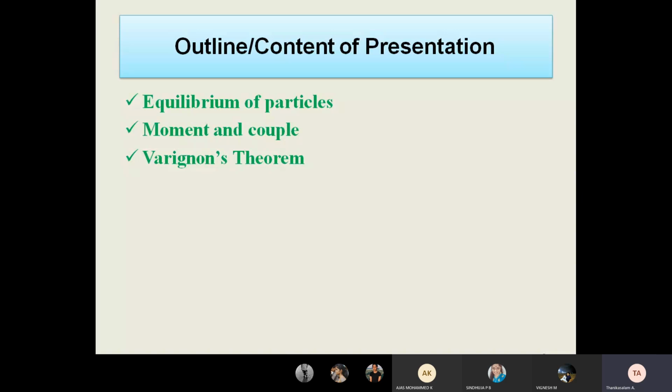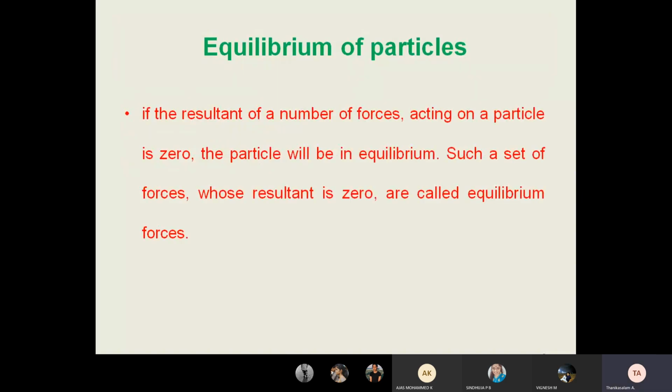Today we are going to discuss equilibrium of particles, moment and couple, Varignon's theorem. Equilibrium means, as I just explained, the body must be stable, at rest. Look, the fan is rotating. The fan rotating is a dynamic equilibrium, constantly rotating. If the table is resting on the floor, we say equilibrium. We sitting on the chair not moving is equilibrium. We say equilibrium if the resultant of a number of forces acting on a particle is zero.